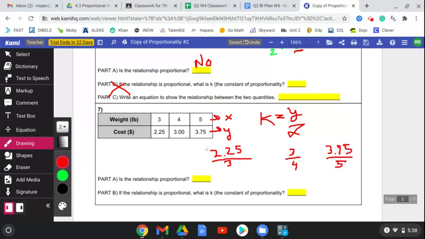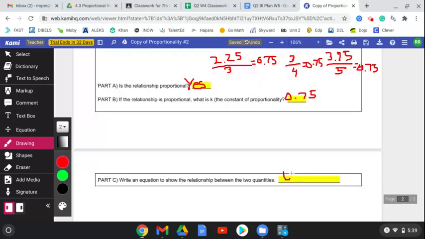Okay, so every time you divide your top by your bottom, you're going to get 0.75. Every one of these will be 0.75, and so that tells you that there is a constant rate of change. And so yes, this is a proportional relationship. The constant of proportionality is 0.75. And so if we write this as an equation, it's going to be y equals kx, and k is 0.75. So y equals 0.75x.